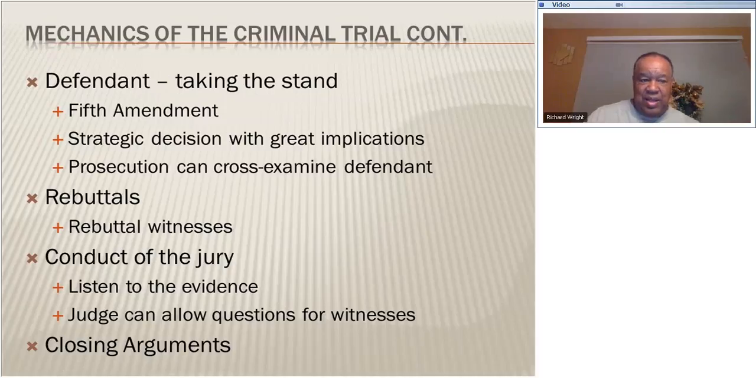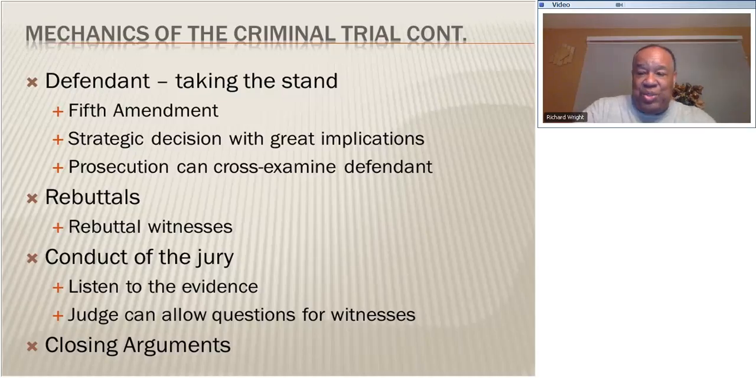Okay, and then the defendant has a right not to take the stand. But again, when they take the stand, they're open to cross-examination by the prosecution. And as I said, prior crimes can be brought up. Rebuttal witnesses. These are witnesses who, at the end of the case, the state has some person who can present something different from what the defense has provided, to rebut what they presented.